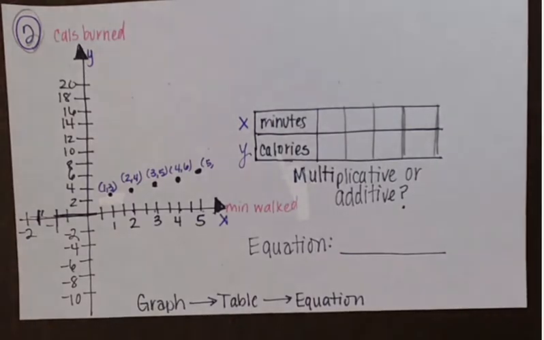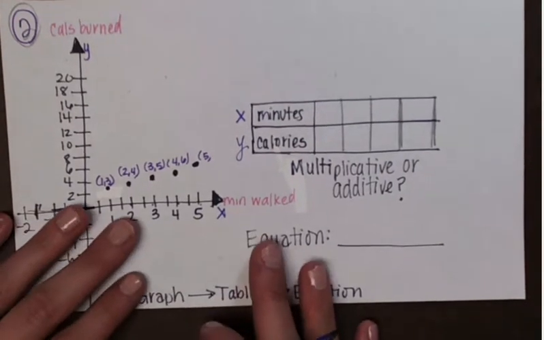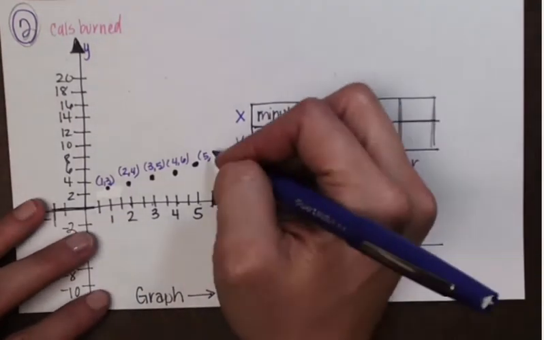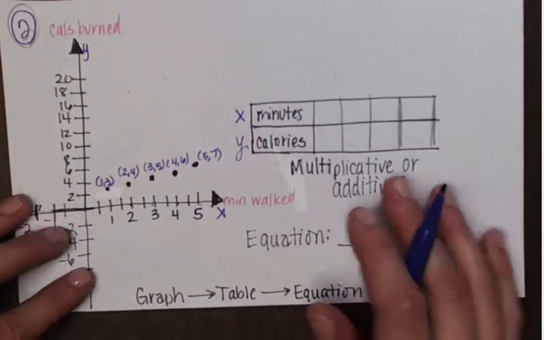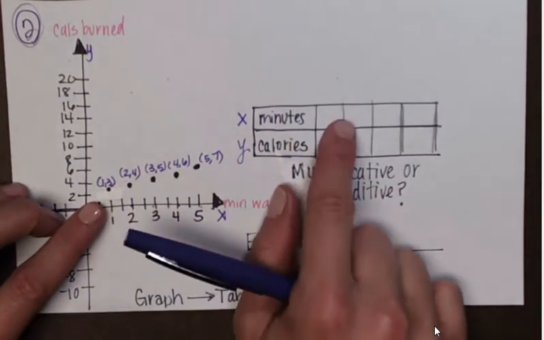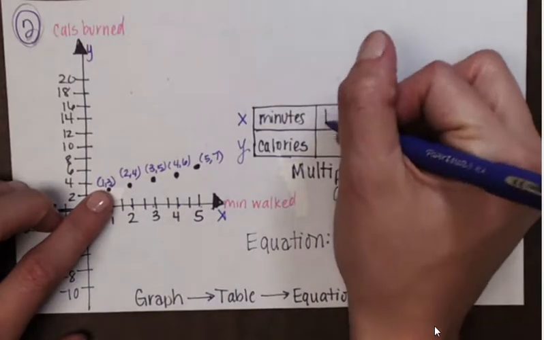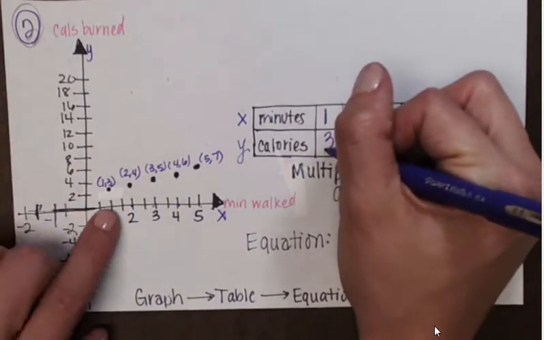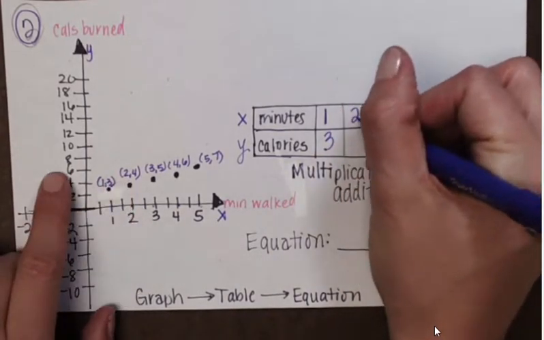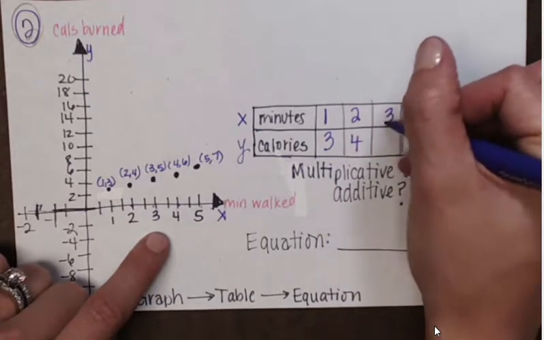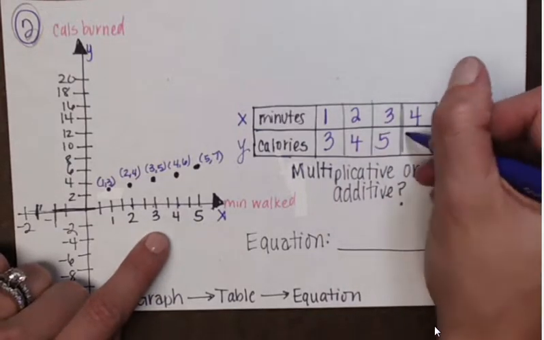Just a second, mine's not as clear as yours should be. It would have been 5 and 7. I don't even think you have that one. So now these are my points that go in here. This is my X, this is my Y. So 1 minute is 3 calories burned. 2 minutes is 4 calories burned. It's the direct relationship here described through a table.